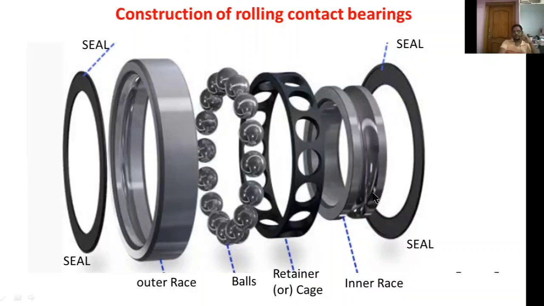Now this one is the inner race. This inner race also has a groove, an external groove. This is the external groove, and this is the internal groove. The outer race has an internal groove, and the inner race has an external groove. This groove is also used to support the balls or rolling elements. So these are all the elements considered in rolling contact bearings.